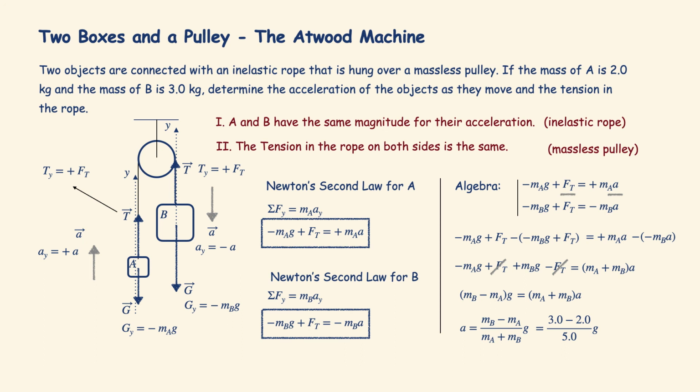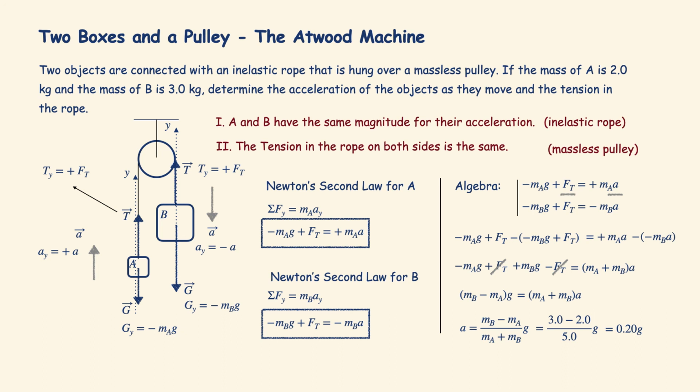Numerically here, if you substitute 3 kilograms for mb and 2 kilograms for ma, you will find out that the acceleration here will be 0.2 g. I kept g here. You can plug in 9.8 meters per second squared for g and find the numeric answer, but I kept it here. It was easier for me to do it without a calculator.